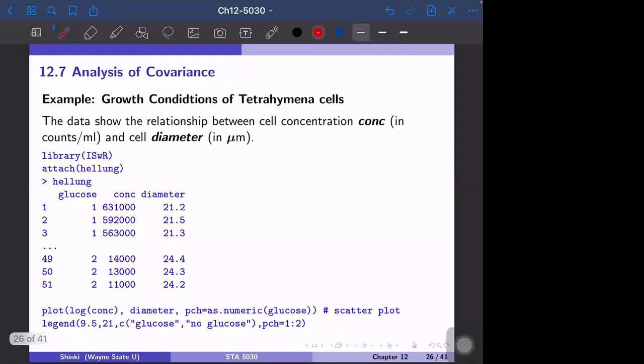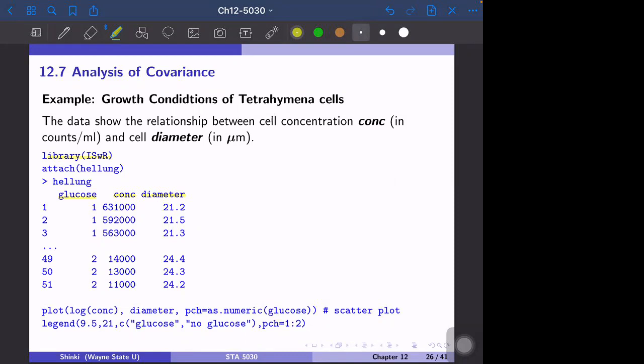Yeah, so this is an example. This is from the library ISwR, the library developed for the textbook, and we use the hellung data set. This basically has three variables: the glucose level, the concentration, and the cell diameter.